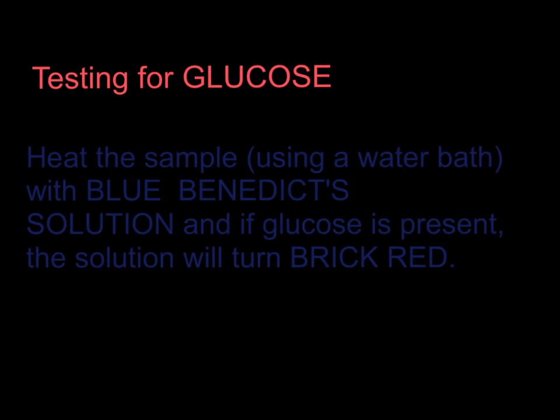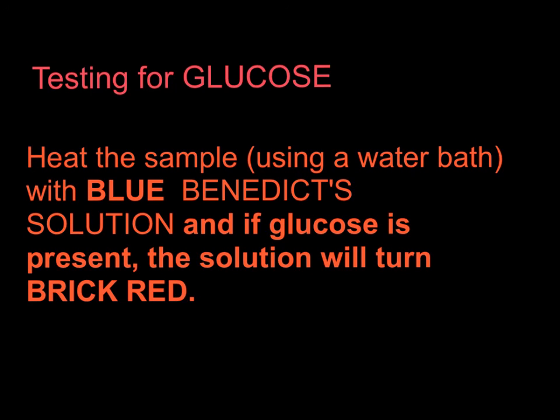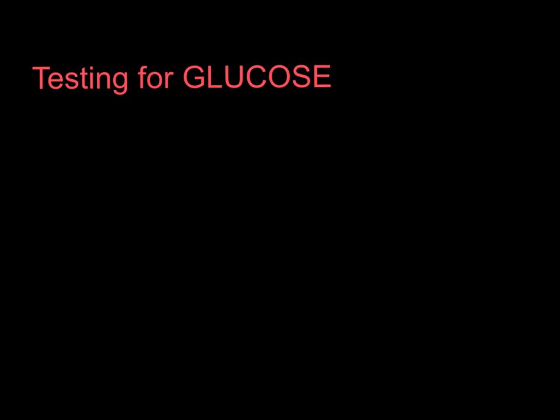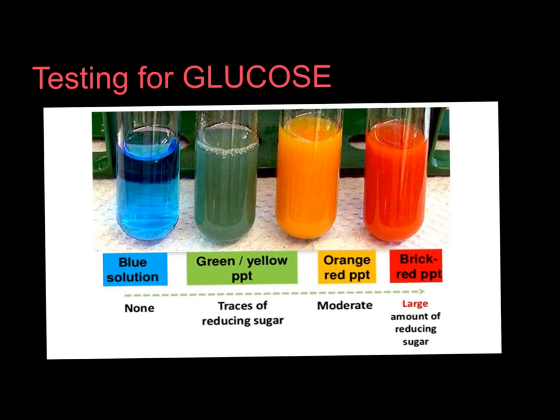Testing for glucose. You heat the sample using a water bath with blue Benedict's solution, and if the glucose is present, the solution will turn gradually brick red. As you can see, the blue solution will gradually change to brick red through green and orange, depending on how much sugar there is there.